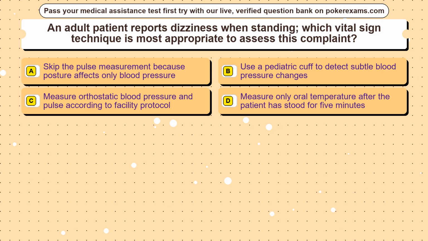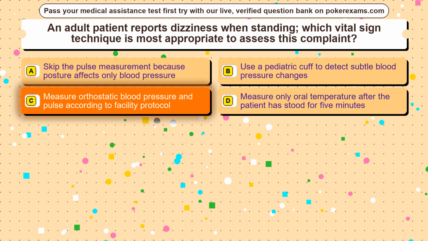Question 66. An adult patient reports dizziness when standing. Which vital sign technique is most appropriate to assess this complaint? Option A. Skip the pulse measurement because posture affects only blood pressure. Option B. Use a pediatric cuff to detect subtle blood pressure changes. Option C. Measure orthostatic blood pressure and pulse according to facility protocol. Option D. Measure only oral temperature after the patient has stood for 5 minutes.